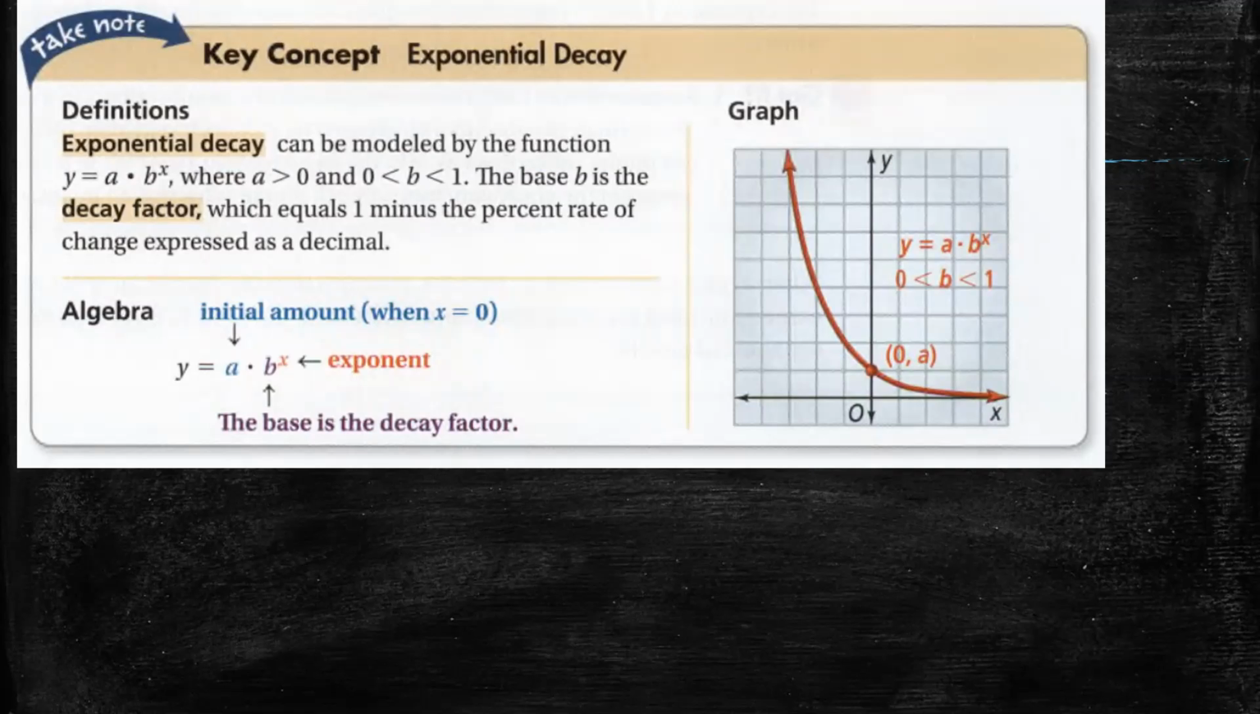And to find the decay factor, we have to do the same. I have a percent rate. I have to write it as a decimal. Then I will say 1 minus this percent rate, and I will find the decay factor. Is this clear now?